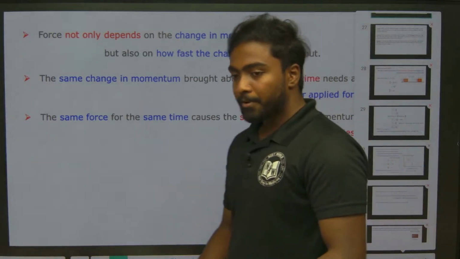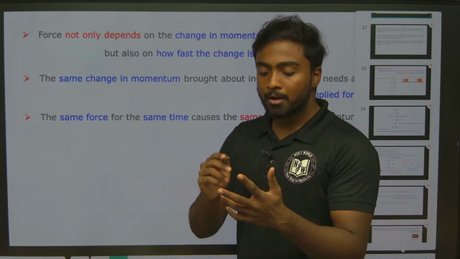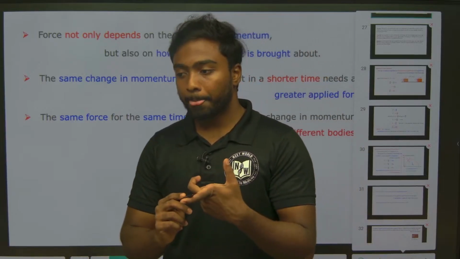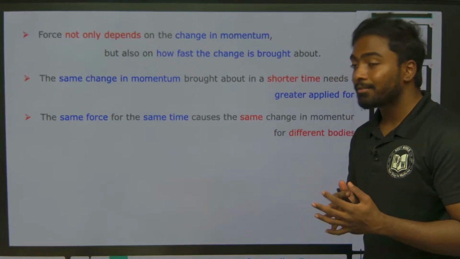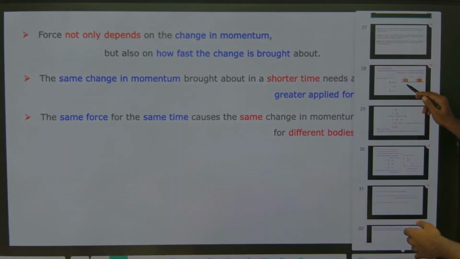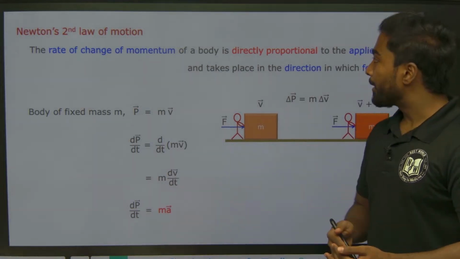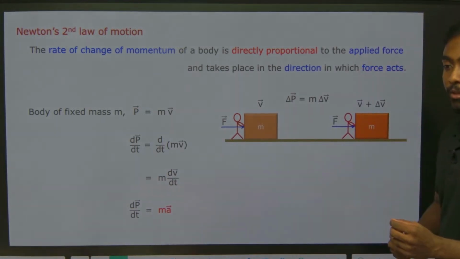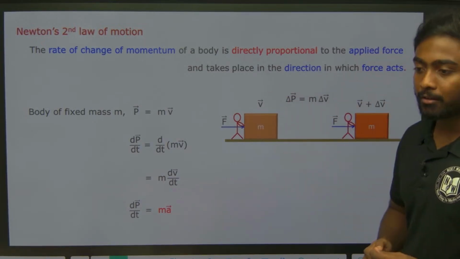So now we have completed the momentum topics and the free body diagrams of the normal, tension and the weight also. Okay, so Newton's first law, the law of inertia, is also completed. Now we will go for Newton's second law. Newton's second law states that the rate of change of momentum of a body is directly proportional to the applied force and takes place in the direction in which the force acts.